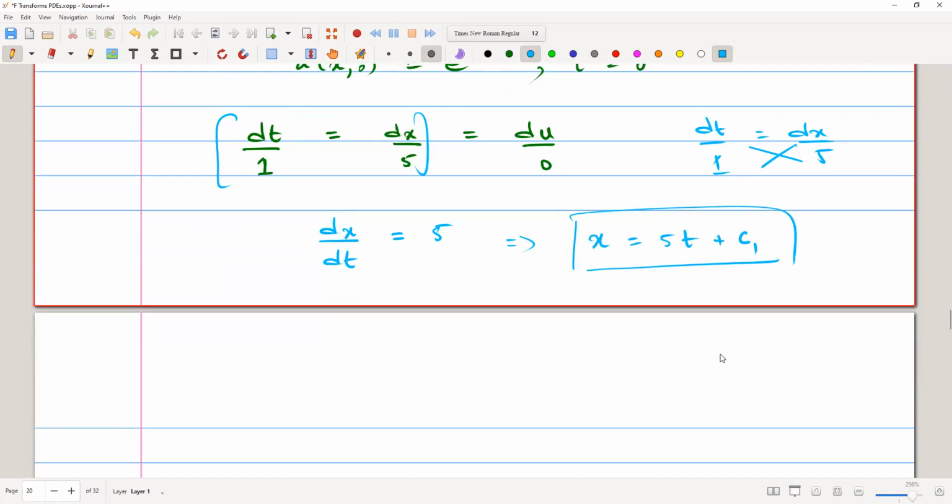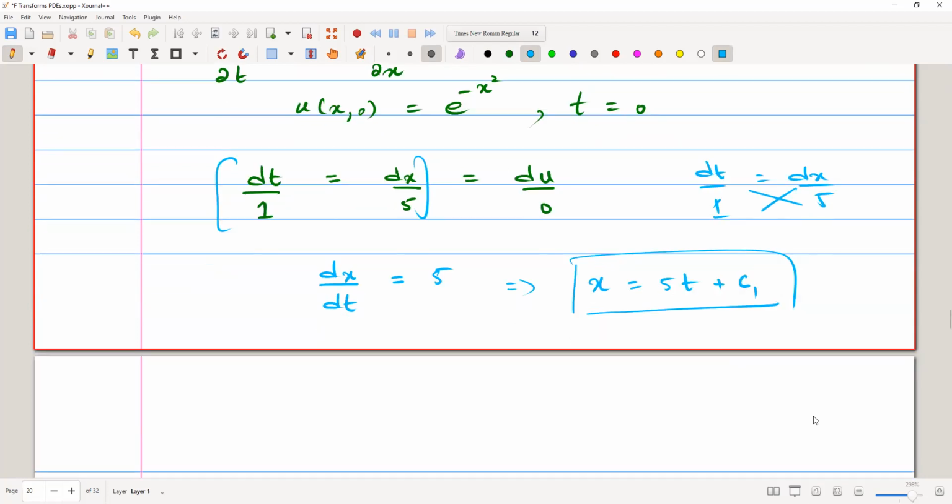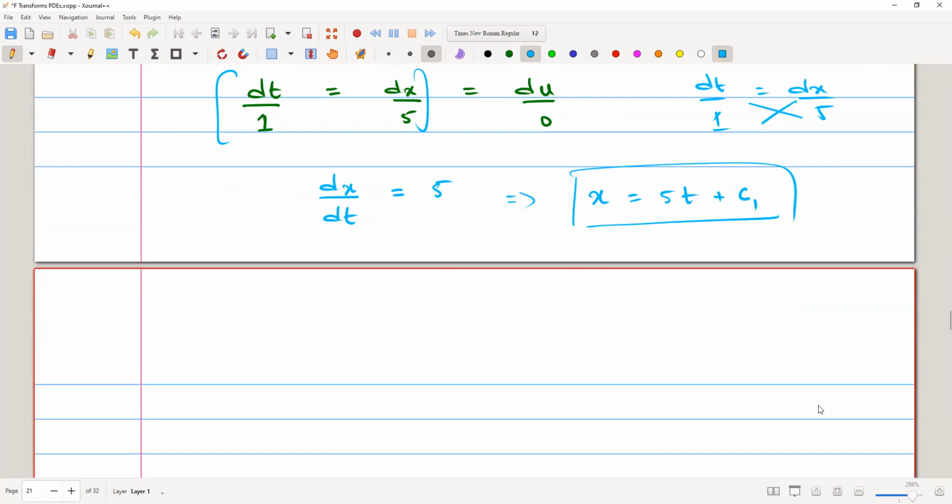So we need to find this constant. One more thing is that now I can write this as c1 equals x minus 5t. Call it equation number one.